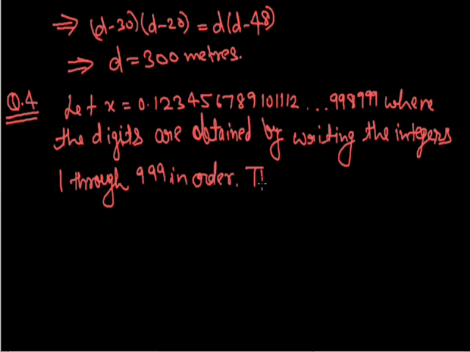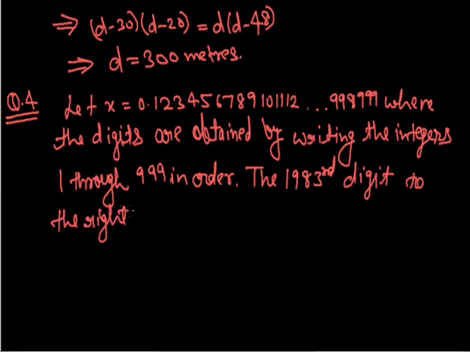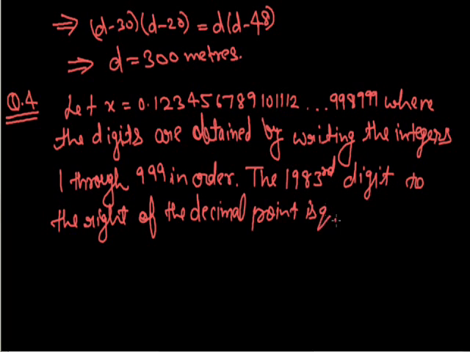The 1983rd digit to the right of the decimal point is q. So we have to find the value of q. Okay, let us have the solution of the given question.